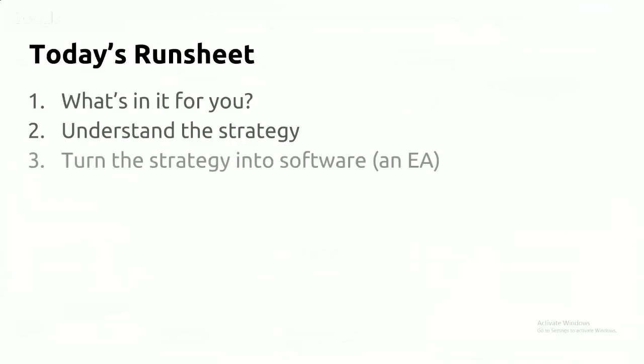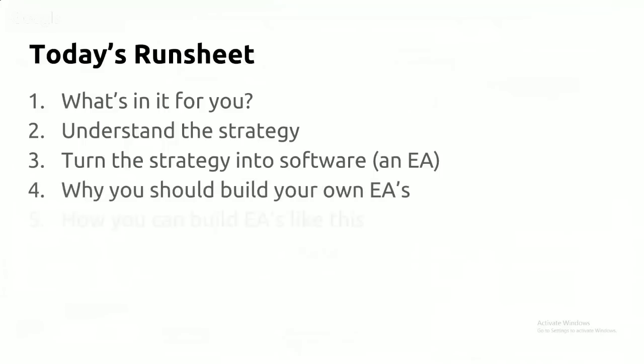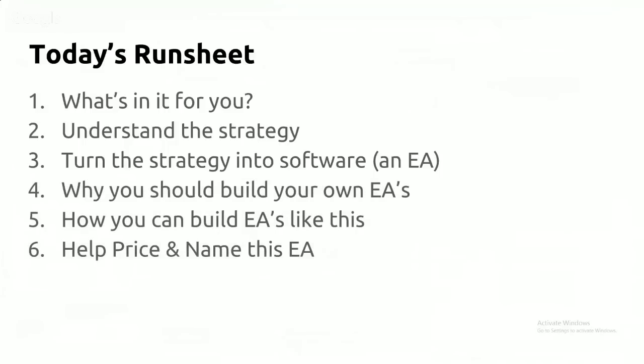Okay, so today's run sheet, what's in it for you? There are some goodies in it for you if you stick around to the end. Understanding the strategy, so we're going to dive into the strategy so you can understand what it's all about. We're going to turn the strategy into software, so an expert advisor, and then why you should build your own EAs, and how you can build your own EAs like this. And you're going to help me price and name this EA. You're actually going to help me come up with a price and a name for this.